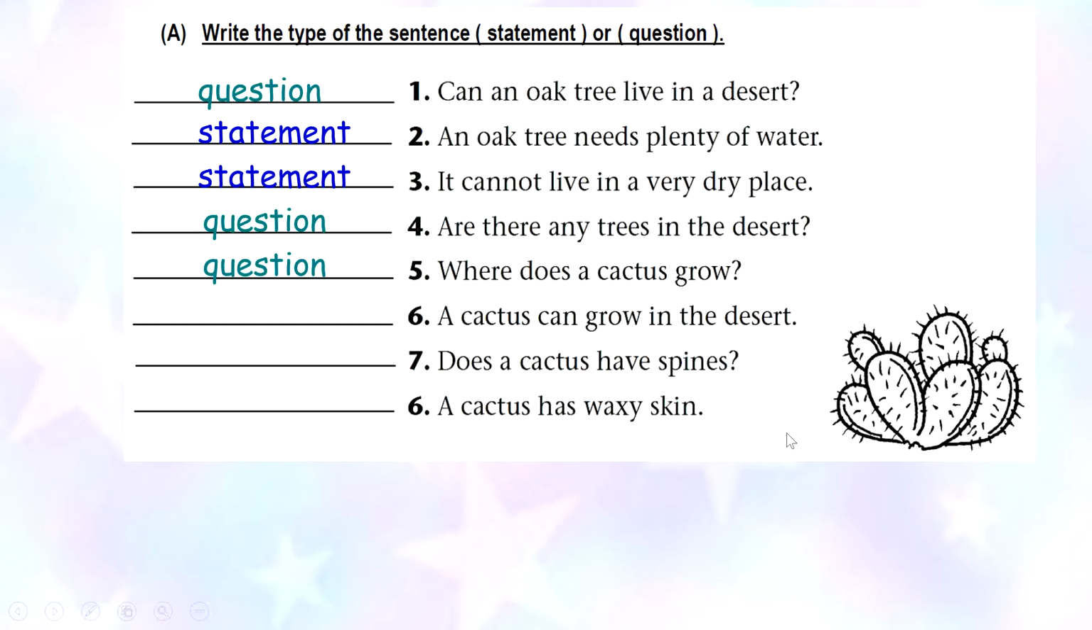6. Statement begins with article, noun, verb, can grow, and the rest of the sentence. 7. Does a cactus have spines? Here we have verb to do at the beginning, does, and it asks about something, so it's a question. 6 is a statement because it has article, noun, verb, and the complement of the sentence.